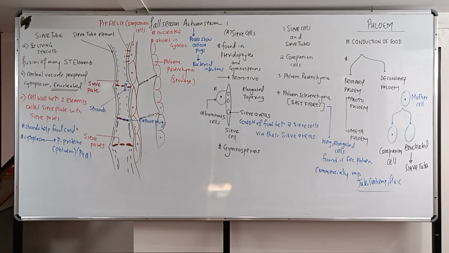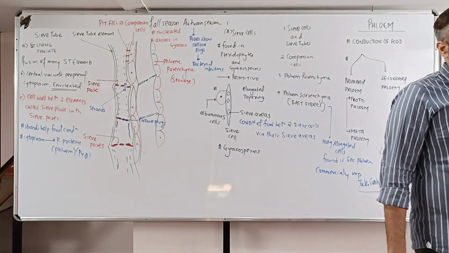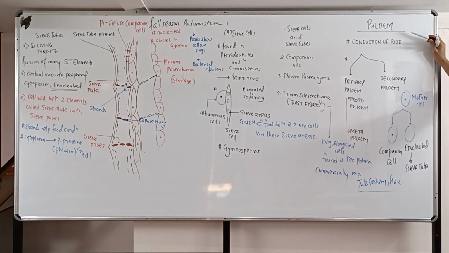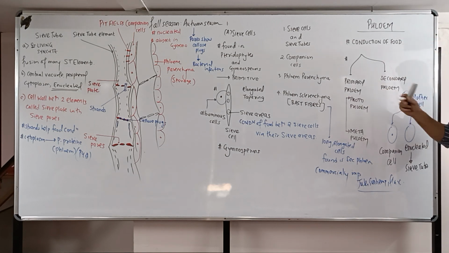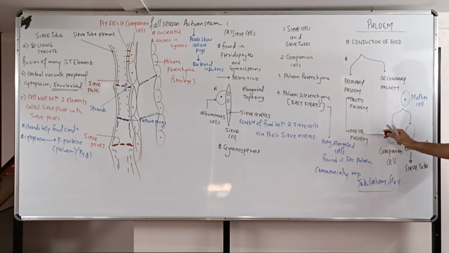So this is the entire description of which tissue? Phloem. Let's do a quick recap. So phloem is a tissue primarily meant for conduction. The phloem which comes from the primary meristem is called primary phloem. From the secondary meristem is called secondary phloem, which is seen during secondary growth. Primary phloem which is first to form is called protophloem. And which is formed later is called metaphloem.